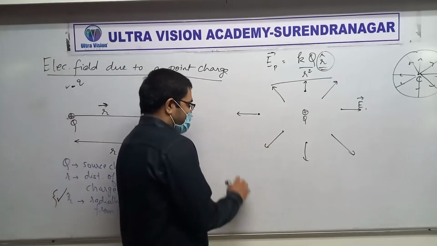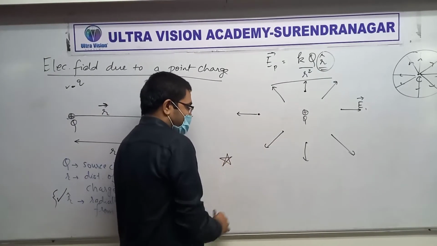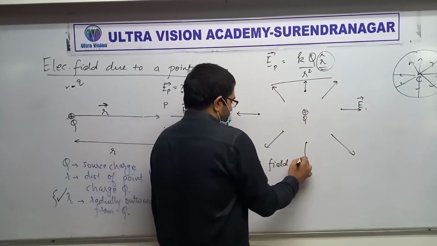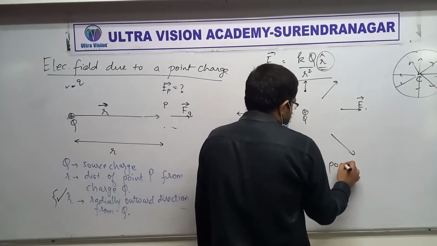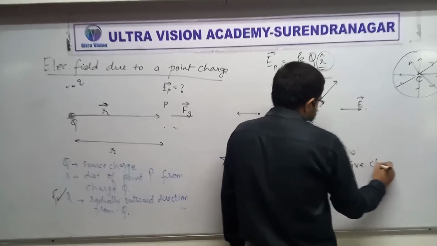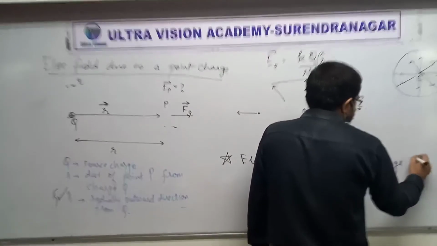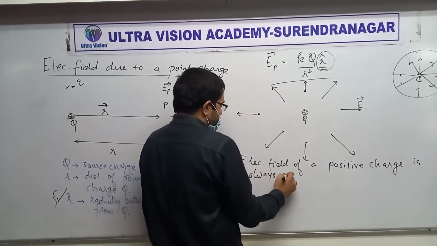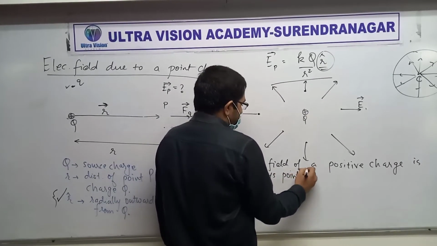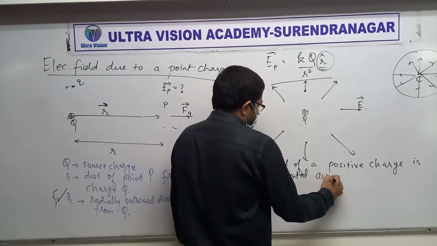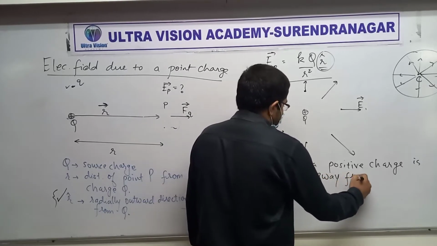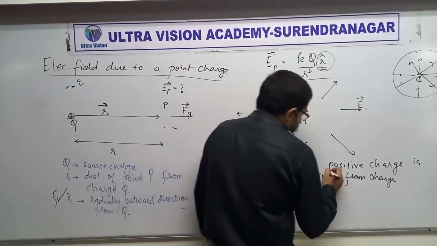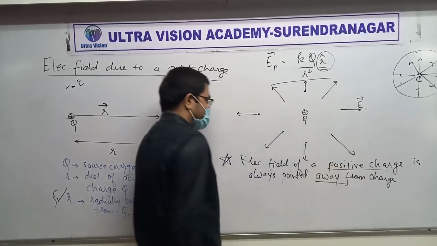We describe this. We can say a very important sentence. Electric field of positive charge is always pointed, or pointing, whatever you write, away from the charge. Or you can say the electric field always points away from the positive charge.